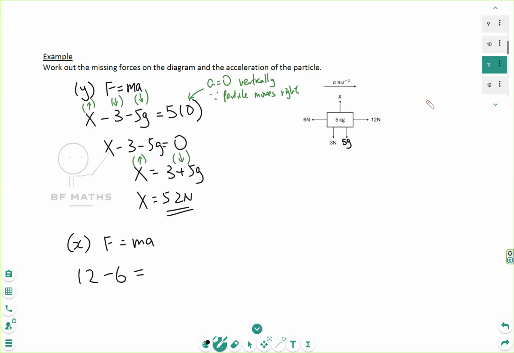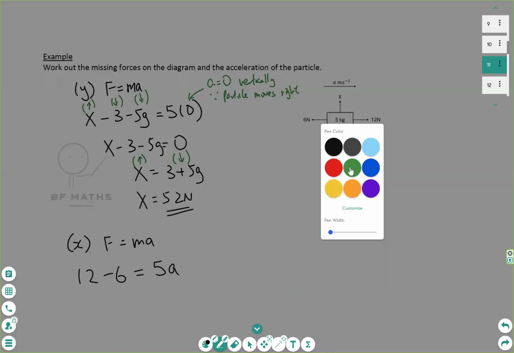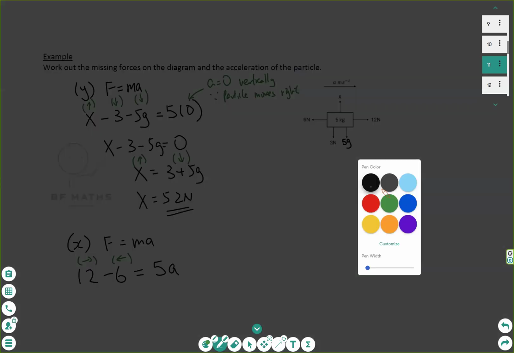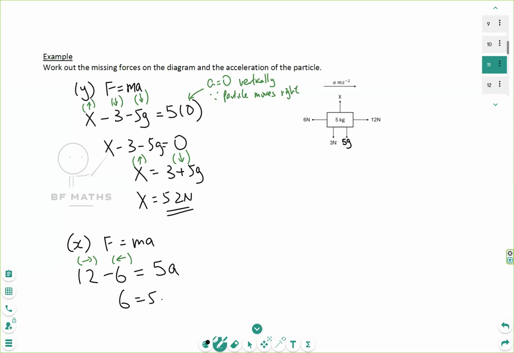The right forces take away the left forces equals the mass 5 times acceleration. In here, this is the right forces, that's the left forces. So 12 take away 6 equals 6, so 6 equals 5a. a equals 1.2 meters per second squared.